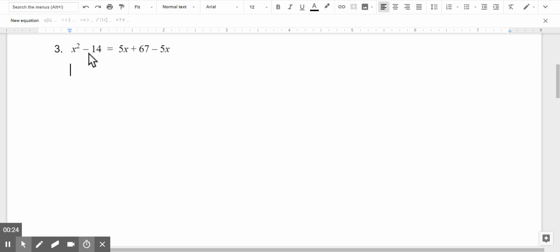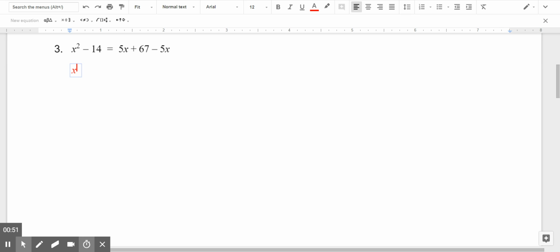All right, here's our equation. x squared minus 14 is equal to 5x plus 67 minus 5x. We're solving for x, and in order to do that, we really need to do what looks like solving for x squared. Remember that anything you see me type, you should also write on your worksheet. You can try to type it on your worksheet, but I don't promise that it will go well. So it looks like we have some combining like terms to do before we go on.